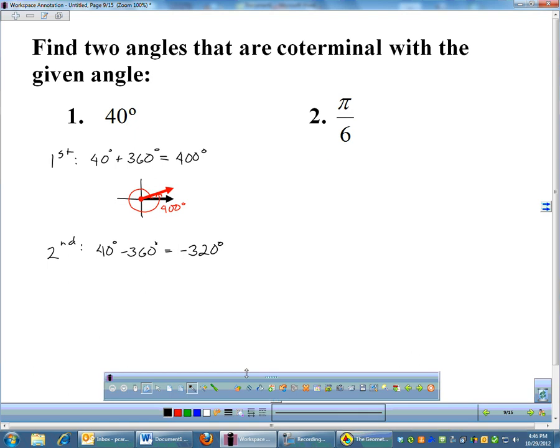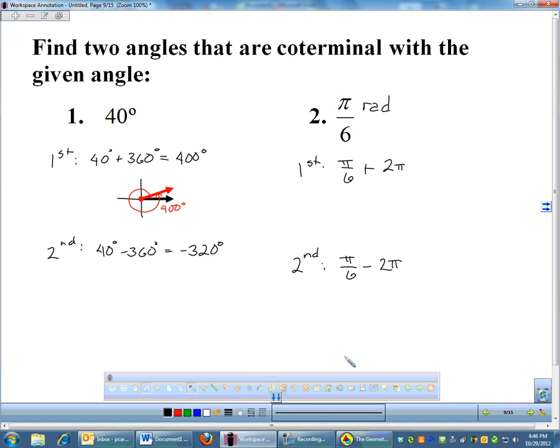Pi over 6, we're going to do the exact same thing, except this time we're in radians. I didn't write radians, but if there's not a degree symbol, it's understood radians. So my first coterminal side, I'm going to do pi over 6 plus, we're still going to add 360 degrees, but in radians, that's the same thing as 2 pi. My second one, I'm going to do pi over 6 minus 2 pi.